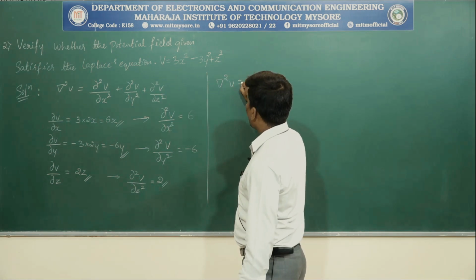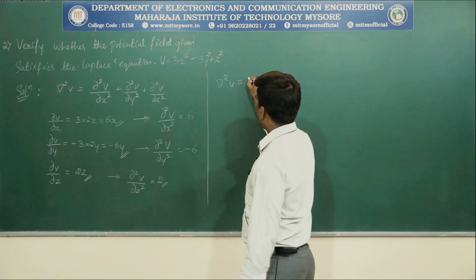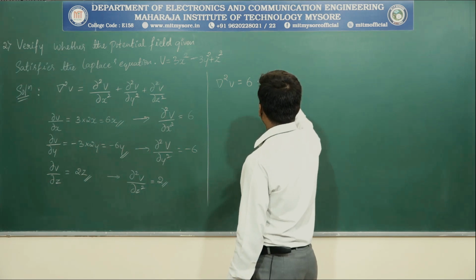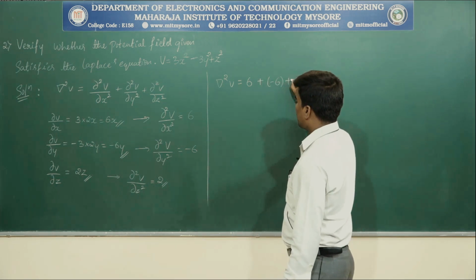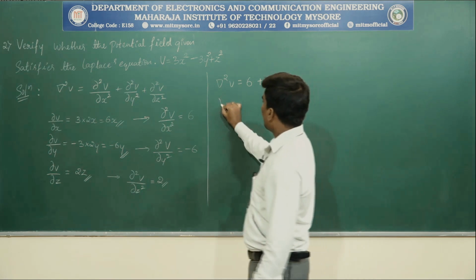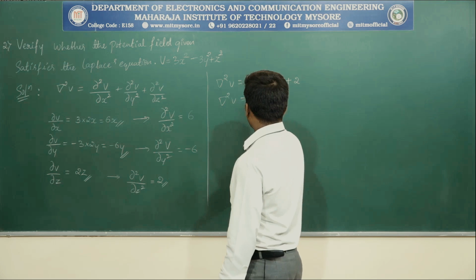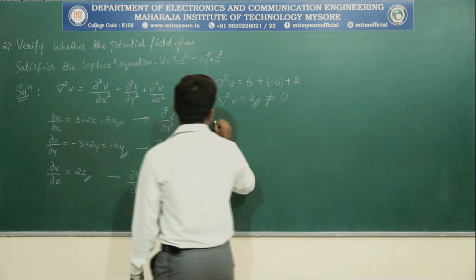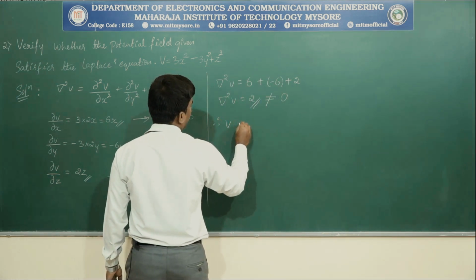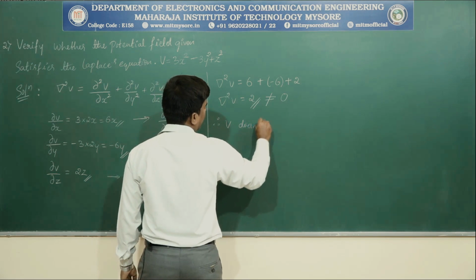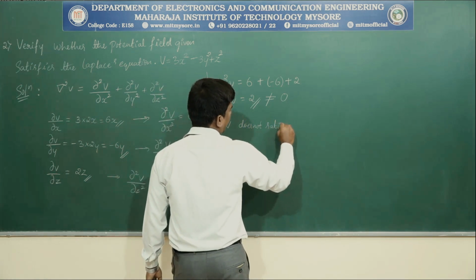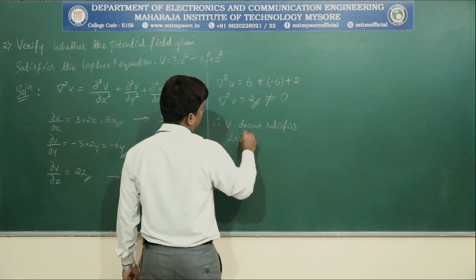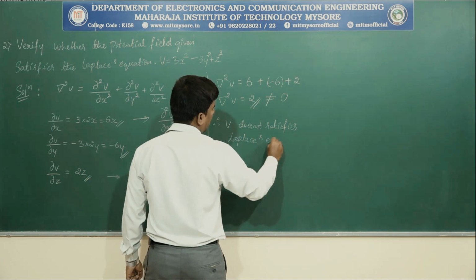Then gradient square V is equal to dou square V by dou x square, which is 6, plus dou square V by dou y square, which is minus 6, plus dou square V by dou z square, which is 2. What is the resultant? Gradient square V is equal to 2, which is not equal to 0. What is the meaning? Therefore, V does not satisfy the Laplace equation.